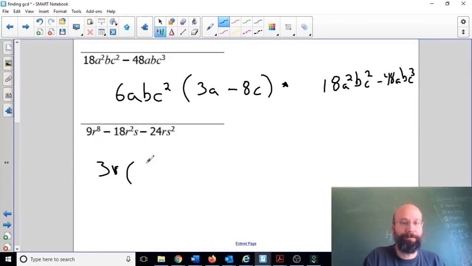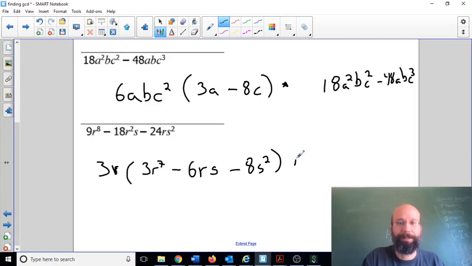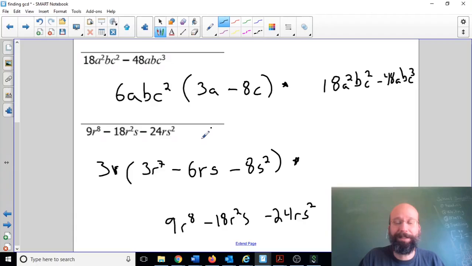And now we do our division. This is going to be 3R squared. This is going to be minus 6RS. And this is going to be minus 8S squared. And that would be our answer. We'll multiply to make sure. 9R cubed minus 18R squared S minus 24RS squared. That's what we have up here, the original problem, so we're good. So that's my quick explanation of finding the GCF.